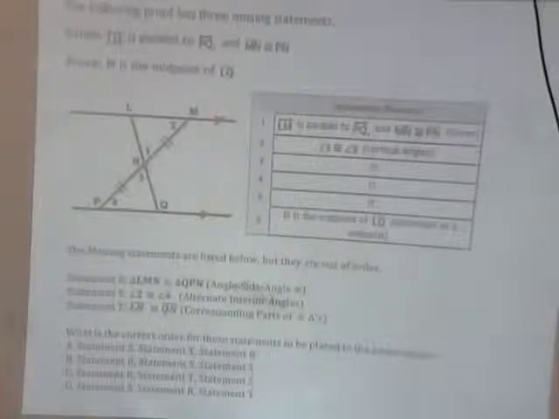All right, 21. The following proof has 3 missing statements. Given LM is parallel to PQ. What did I tell you to look for when they give you parallel lines? The transversal, and then you got alternating interior angles, corresponding angles, that kind of stuff. That's the only reason they're going to give you parallel lines.